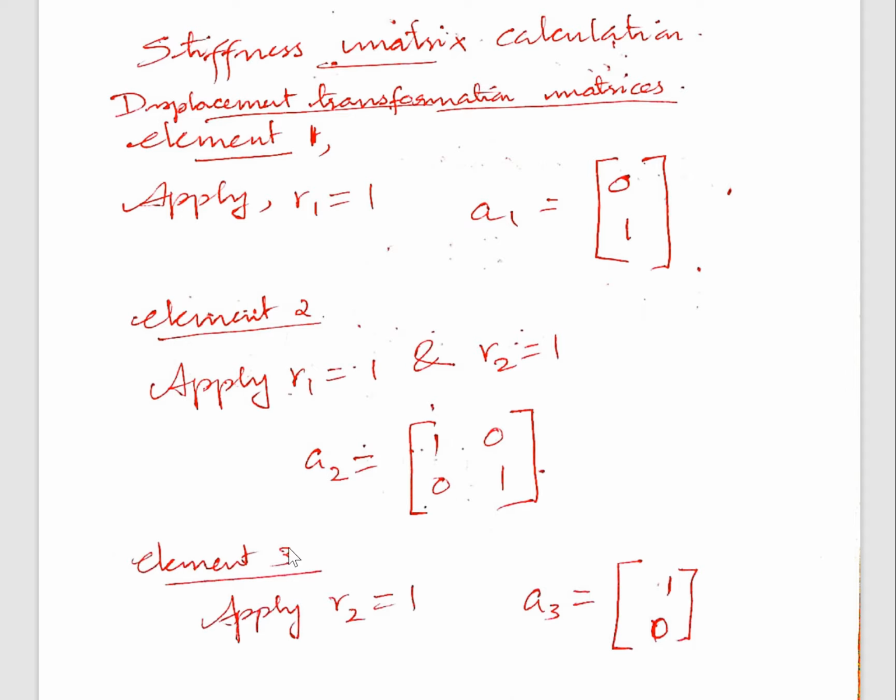Now for the element 3, apply R2 is equal to 1 because R1 നമ്മൾ 1 അപ്ലൈ ചെയ്താലും അത് നമ്മുടെ എലമെൻറ്റ് സി ഡിനെ, തേർഡ് എലമെൻറ്റിനെ എഫക്റ്റ് ചെയ്യുന്നില്ല. So apply R2 is equal to 1. Then the displacement transformation matrix will be 1, 0 because we are applying the R2 is equal to 1. അപ്പോൾ സിയിൽ മാത്രമാണ് നമുക്ക് റൊട്ടേഷൻ ഉണ്ടാവുന്നത്. റൊട്ടേഷൻ അറ്റ് D is equal to 0. So the displacement transformation matrix is 1, 0.